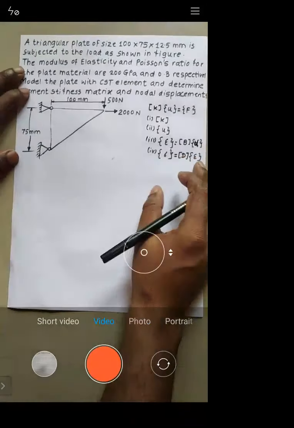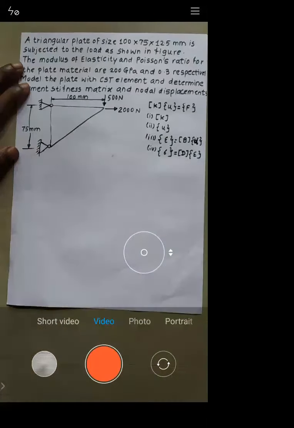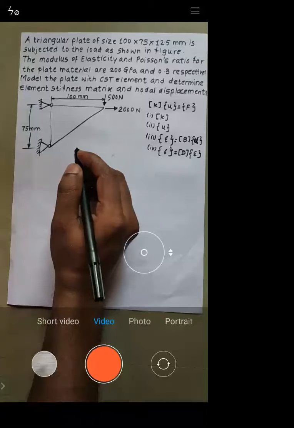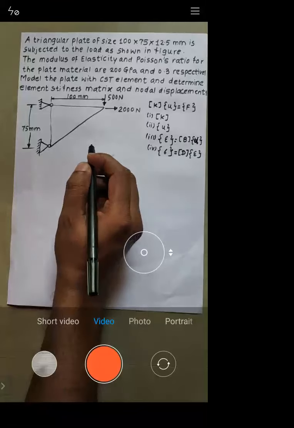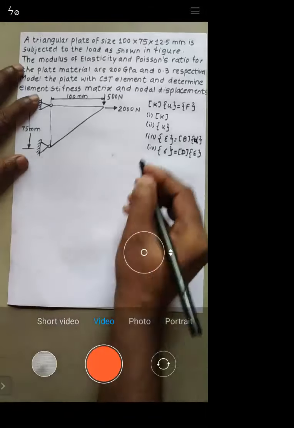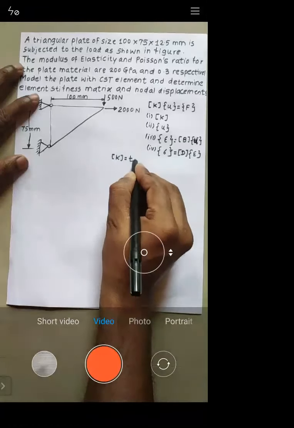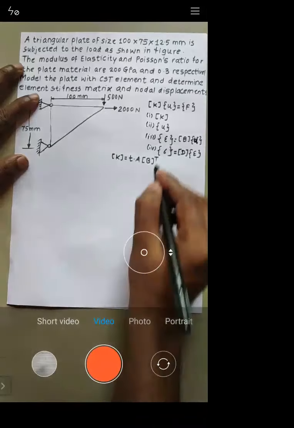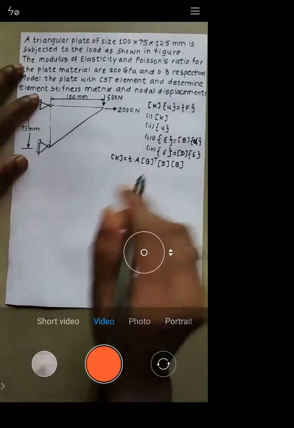Let me clear you. The new formula which I am putting now, try to understand: the element stiffness matrix, we need to calculate the value of K. For that, we should know the formula to calculate K. The formula for K, the element stiffness matrix, is given by thickness into area into transpose of B into D into B.